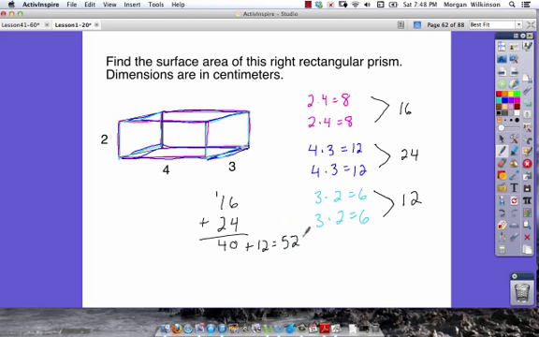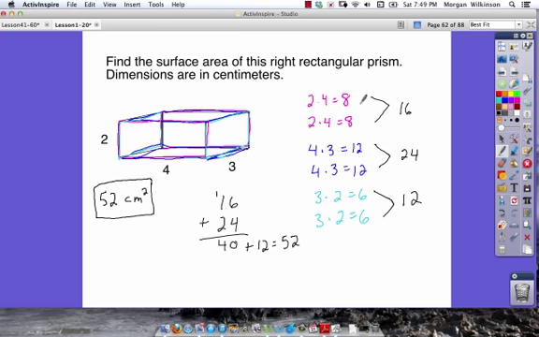Now we know that this is area, so if it's area and our dimensions are in centimeters, we must have 52 square centimeters. And we can write it as centimeters to the second power. Use those abbreviations and symbols to help us shorten our answer. Take a little bit less time. Now we've got our answer for our first problem, 52 square centimeters.